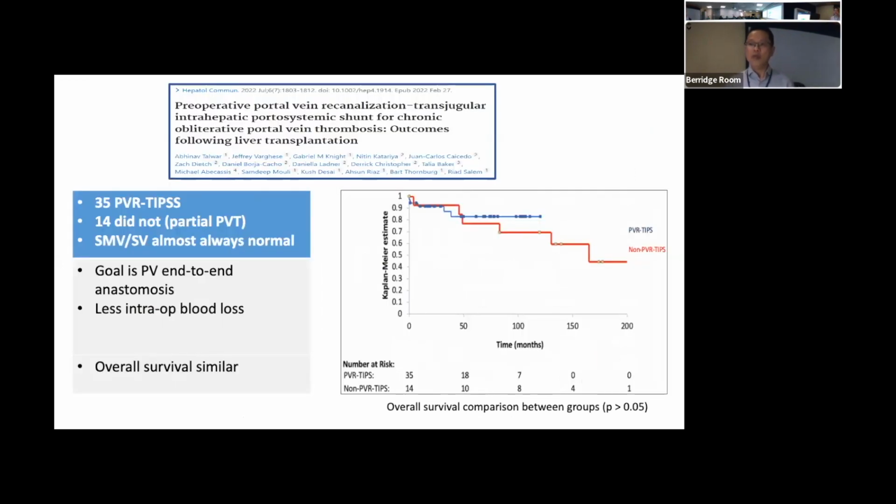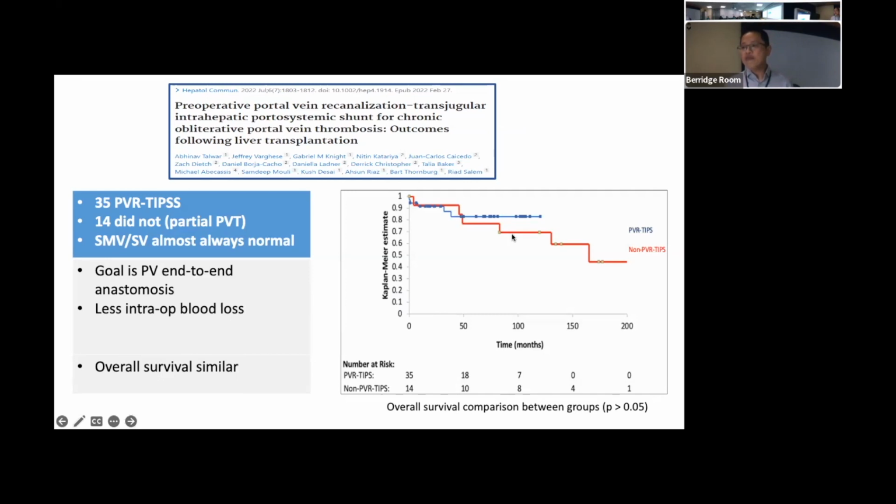This is a paper from Chicago, who are renowned for their aggressive intervention for recanalization. They have 35 patients for portal vein recanalization via TIPS compared to 14 who have a mild degree of portal vein thrombosis. One thing to say is almost all of them have normal SMV and splenic vein. Their goal is to achieve recanalization, so at the time of liver transplantation, the surgeon can do an end-to-end portal vein anastomosis, which has a better outcome compared to other variations of anastomoses.